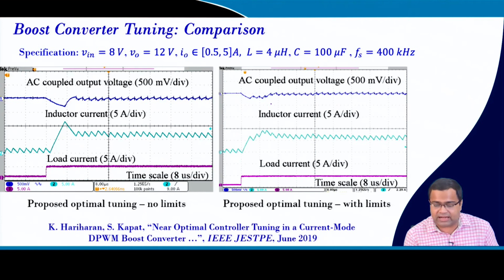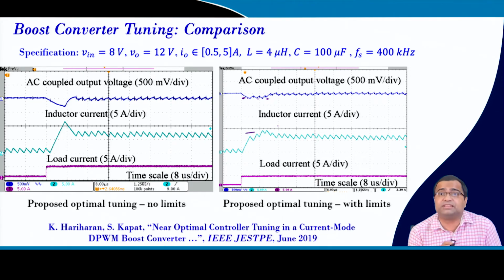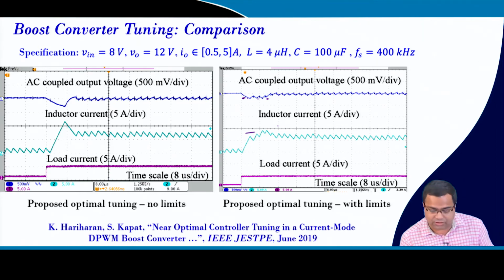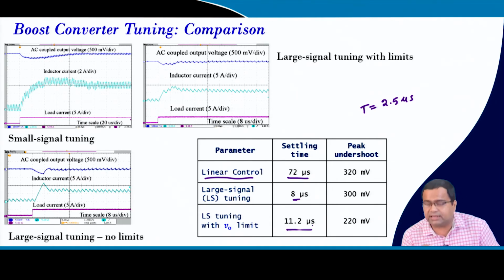Now, if we impose a current and voltage limit, then you can drastically reduce the voltage undershoot, because just now we discussed that in a boost converter, if you want to achieve time optimal control, it will undergo larger voltage undershoot. But if you impose a voltage undershoot and current limit, then you can drastically reduce it. And this is much faster than linear control, and that can be shown using this table. Linear control takes 72 microseconds, whereas at 400 kilohertz switching frequency our time period is 2.5 microseconds. And large signal tuning is just taking 8 microseconds, and if we put some current and voltage limit, it is just taking 11.2 microseconds.